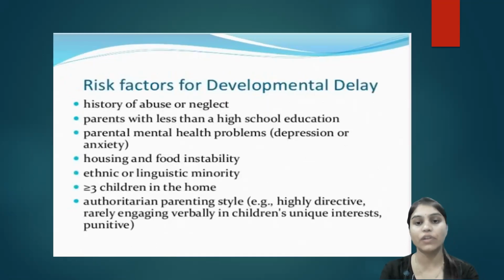Risk factors for developmental delay. First, history of abuse or neglect. Second, parents with less than a high school education. Third, parental mental health problems, depression or anxiety. Fourth, housing and food instability. Fifth, ethnic or linguistic minority. Next, more than three children in the home. Next, authoritarian parenting style, for example, highly directive, rarely engaging verbally in children's unique interests.